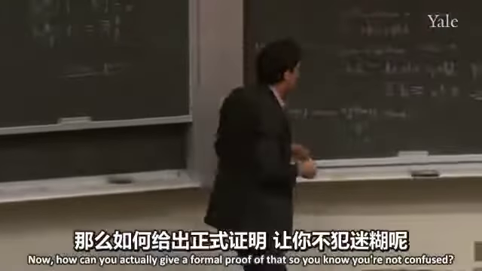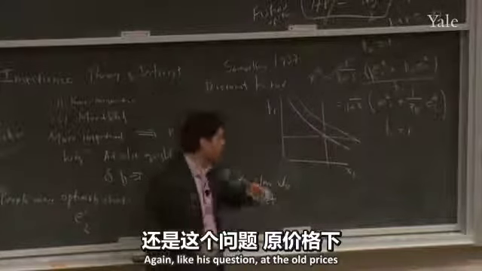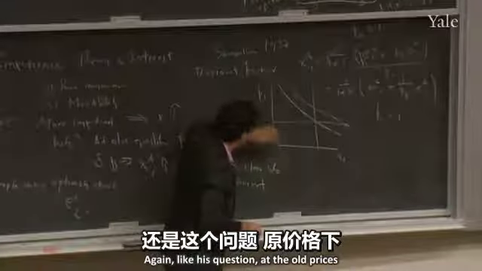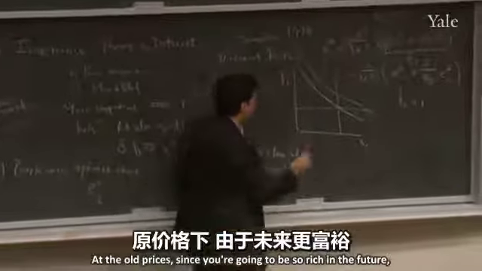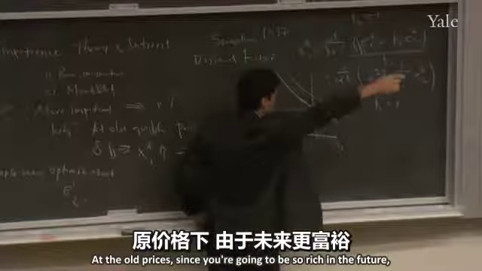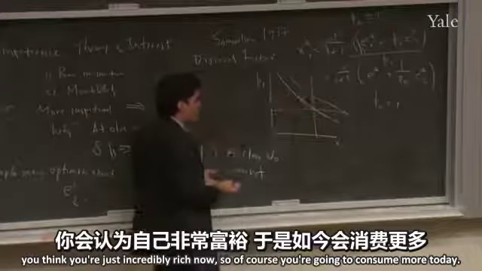Now, how can you actually give a formal proof of that so you know you're not confused? Again, like his question, at the old prices, what's going to happen to the demand for X1? At the old prices, since you're going to be so rich in the future, you think you're just incredibly rich now. So of course you're going to consume more today.